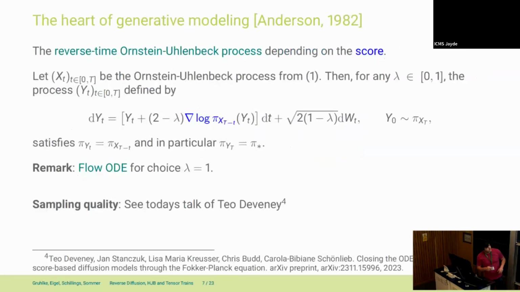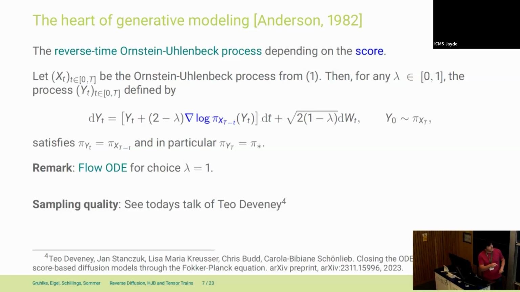Okay. So now we come to what I call the heart of generative modeling. This is the reverse process of this Ornstein process due to Anderson. That is, we have this Ornstein process xt, and now the reverse process, which I denote as yt, is given as follows. So we have here, for a parameter lambda, still a Brownian motion, but here is a new ingredient that appears in the drift term, and this is a so-called score, right? And the score is nothing else but the gradient of the log pi, and pi of xt is the density of the process x at point t, right?